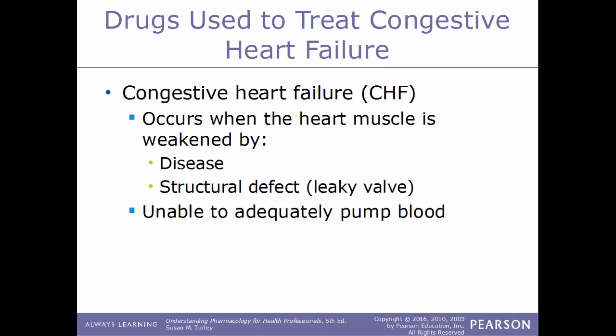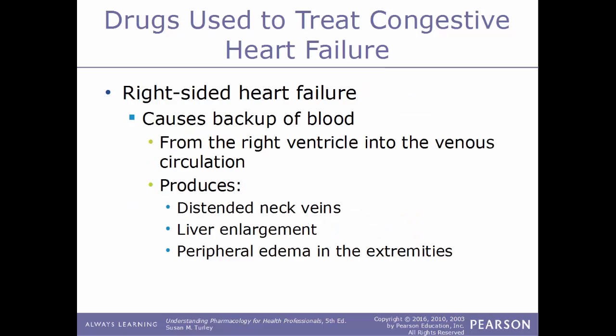I'll now move on to drugs that are used to treat CHF, congestive heart failure. Now, this condition occurs when the heart muscle is weakened, either because of disease or by a structural defect, such as a leaky valve, and then the heart is unable to adequately pump blood throughout the body. There are two different kinds of heart failure, either right-sided heart failure or left-sided heart failure.